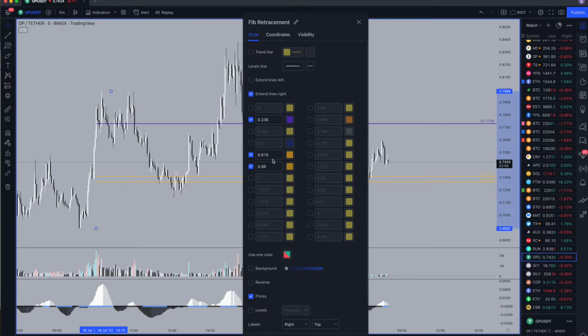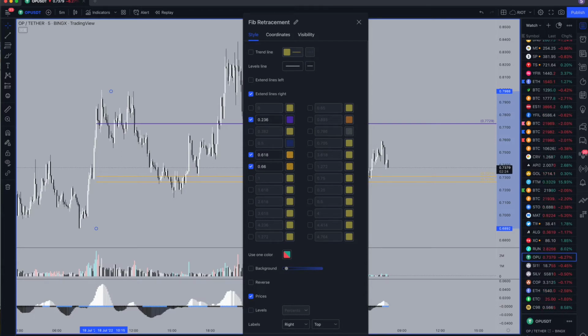So the golden pocket is 0.618 to 0.66, which means a 62 to 66% retrace on a move. You're almost always going to get a pretty solid reaction at the golden pocket. I like the 0.236, it's kind of my go-to reversal level.